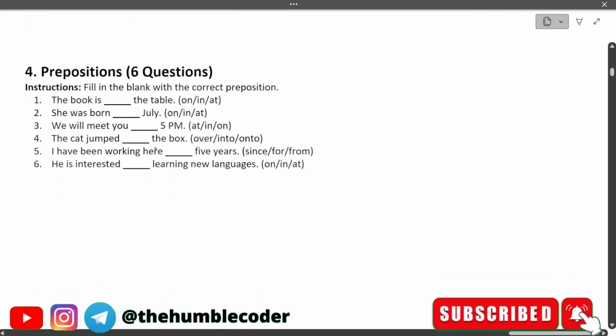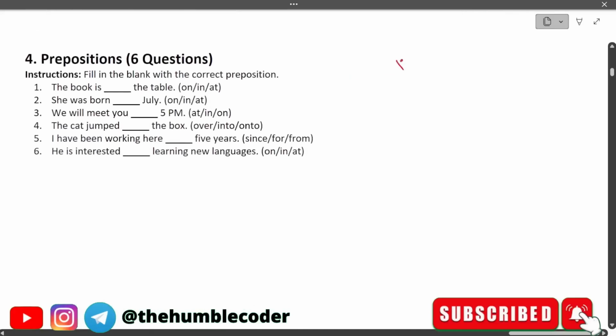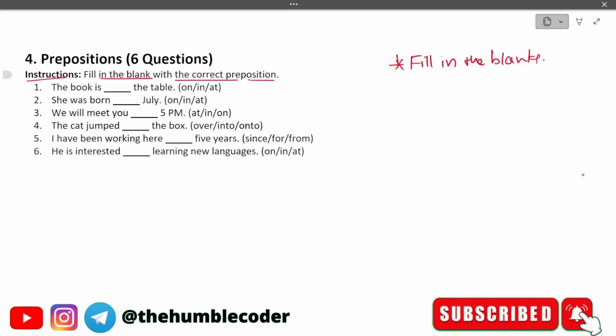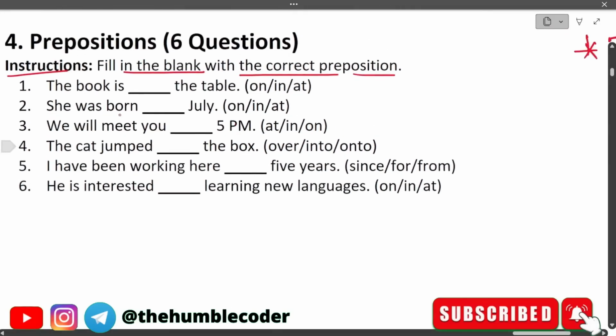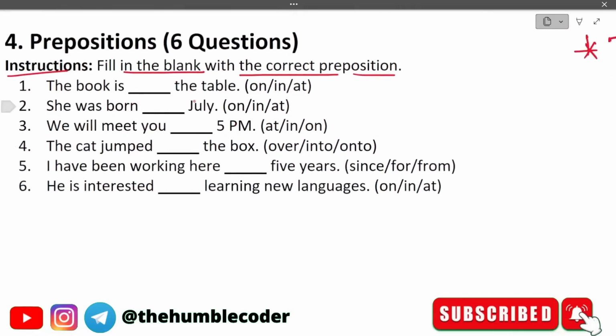Let's now quickly move on to the next set of questions, which is again going to be fill in the blanks, but the pattern here is we need to fill it with proper prepositions. Let's read the instructions that are given to us. Fill in the blank with the correct preposition. Let's start attempting the question with question 1. The first question is, the book is dash the table. The options that we have are on, in, at. The correct answer that we will fit in this option is the book is on the table.